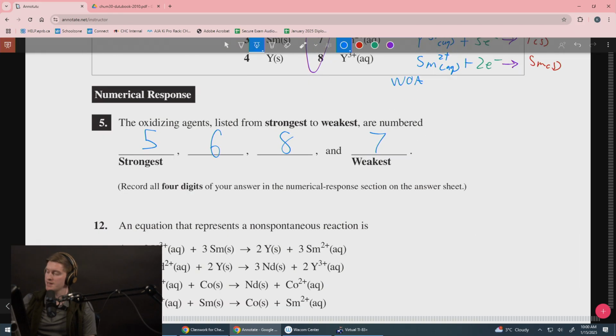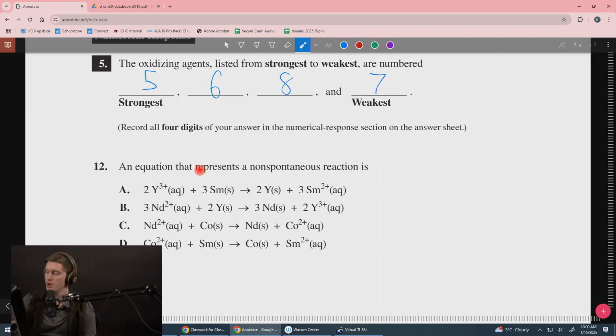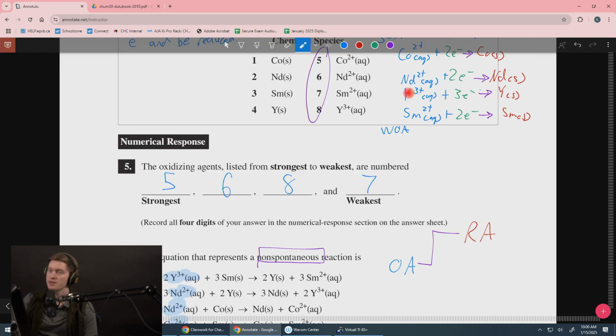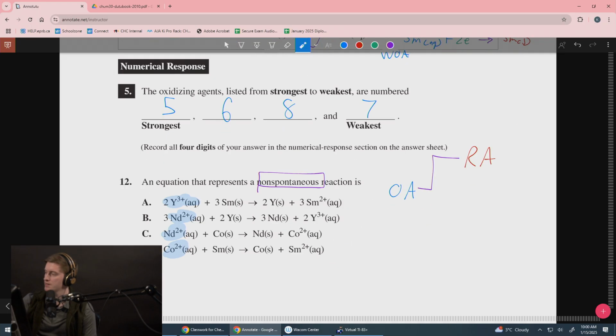This will also allow us to answer this next question, an equation that represents a non-spontaneous reaction. This word non-spontaneous means we're looking for an equation where our oxidizing agent is below our reducing agent. So I'm going to highlight all of our oxidizing agents that are in these questions. We have our yttrium, we have our neodymium, and we have our cobalt-2+. These are all starting with our oxidizing agents. Yttrium compared to the samarium reducing agent. We just built a table here. This oxidizing agent is above this reducing agent, so this would be spontaneous, so it's not A.